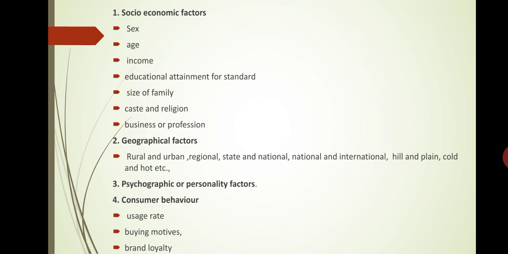Next one, caste and religion. Take for example, in a country like India, there are many castes and religions, right? The feelings, attitudes and lifestyles of consumers of different castes and different religions are different. Therefore a market can be segmented on the basis of caste and religion. Different castes and religions buy different kinds of products, right?